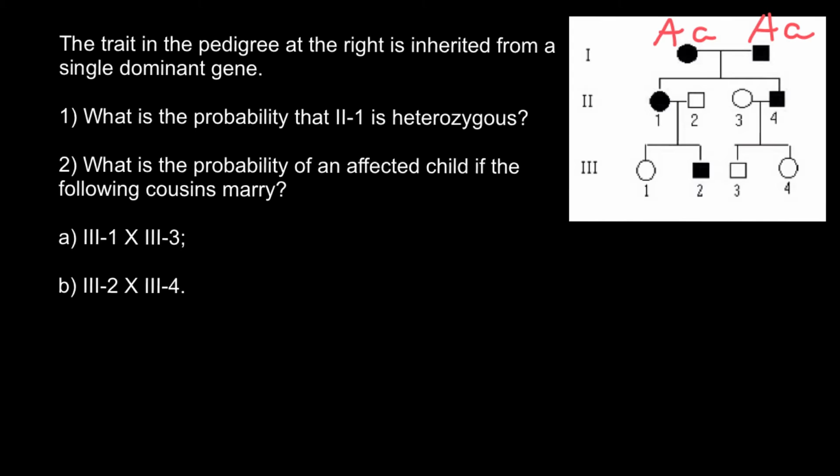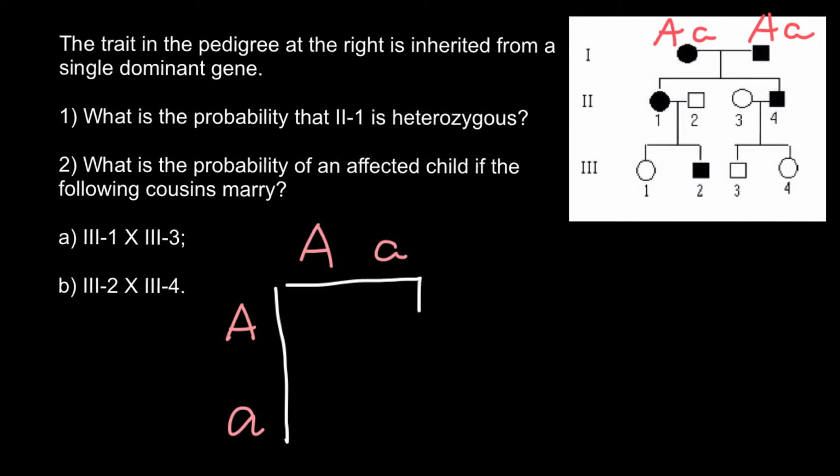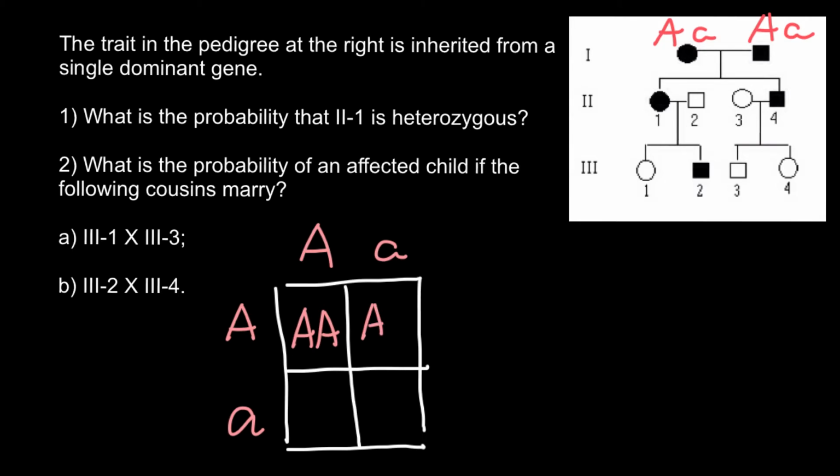So let's build a Punnett square. If one parent is heterozygous, the other parent is also heterozygous. When we build a simple Punnett square, we can predict all the genotypes and phenotypes in the progeny. So here we would have capital A, capital A, small a here, capital A, small a here, and small a, small a here.